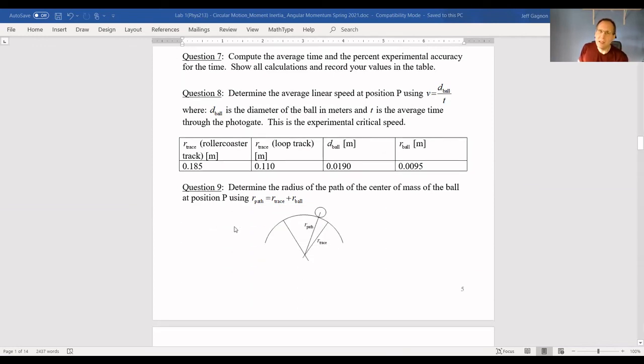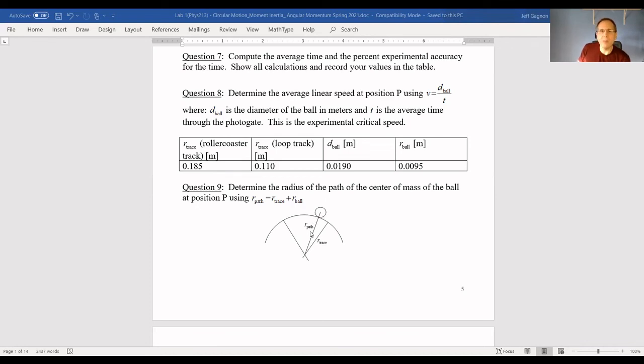Okay, question 9. Now we want to calculate the critical speed theoretically, right? But to do that, remember, we need the radius of the path of the ball. So what I did was I took off that roller coaster track and the loop track, and I sketched out the circular part of the track, and I measured the radius of that circle. I call it R trace. Think of it, I traced out the track itself, assumed it was a circle, measured the radius, and that's R trace. But what we really want for our formula is our path, right? The path of the center of mass of the ball as it rolls over the surface.